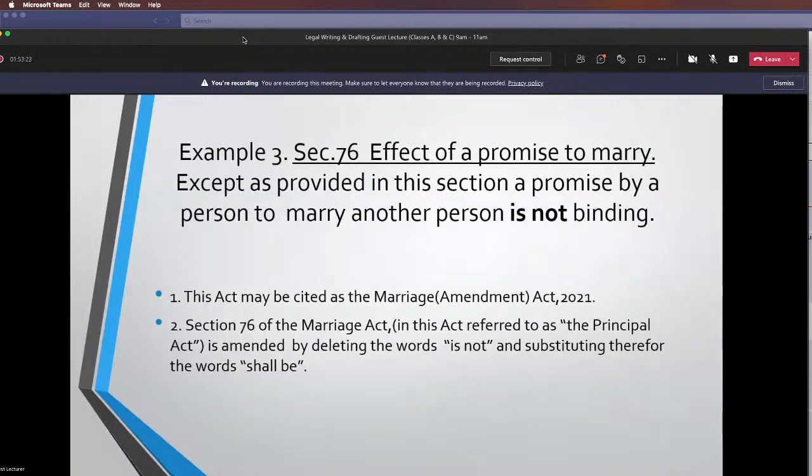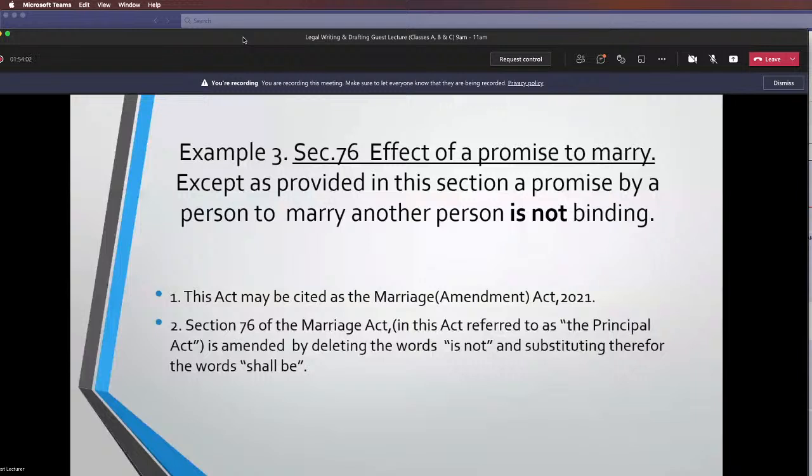You note I've used the word deleting because these are words. It's not a section. We are not doing away with the whole of this section. If we were doing away with the whole of Section 76, we would have said Section 76 of the Marriage Act is repealed and replaced by the following new section, and we put a new Section 76. That would be repealing and replacing because we'd be dealing with a section. But now, because we're doing away with words, we say we delete and substitute therefore. So I was just trying to capture the language of amendment here. We are not repealing and replacing.